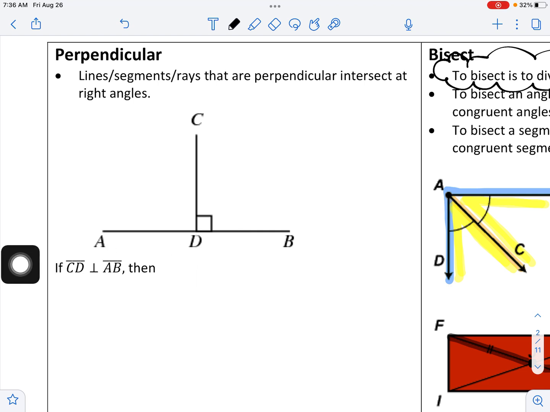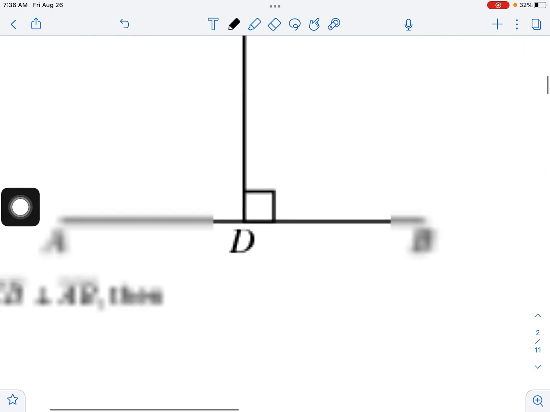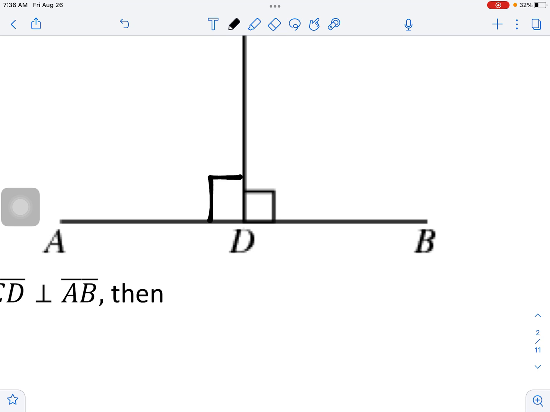When I see a right angle here, I know that because this 180 degree angle has a 90 degree angle on this side, it also has a 90 degree angle on this side. So in fact, both of these angles are right angles.